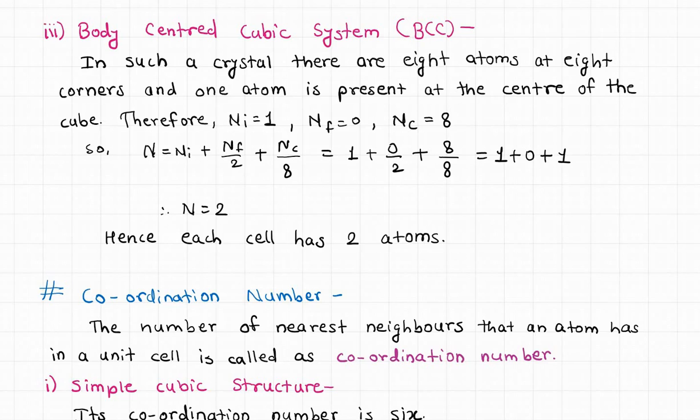Therefore, here Ni is 1, Nf is 0 and Nc is 8. So, N is equal to Ni plus Nf by 2 plus Nc by 8. It is equal to 1 plus 0 by 2 plus 8 by 8. It is equal to 1 plus 0 plus 1. We get 2. Therefore, N is equal to 2. Hence, each cell has 2 atoms in BCC system.